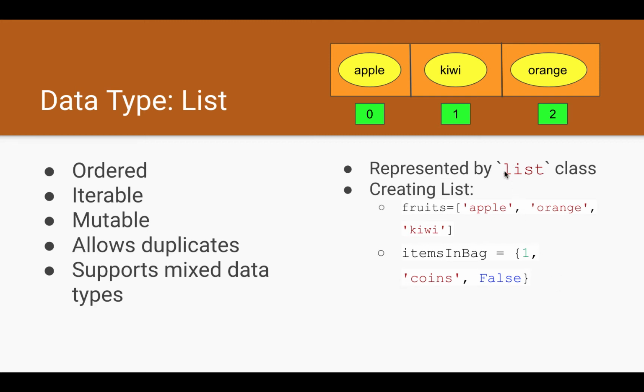It's represented by the list class in Python, and for creating a list, you can simply use these brackets and start putting your data inside, separated by commas. That's one way. And another way, you can use the curly braces, again with the items separated by commas. All right, let's go back to our REPL IDE and see how it works.